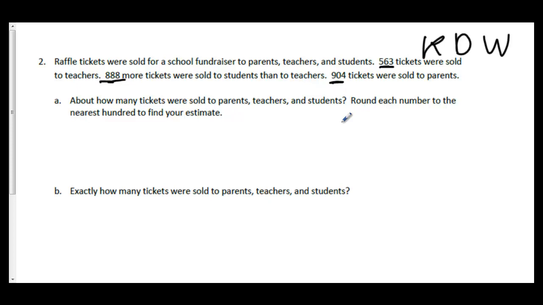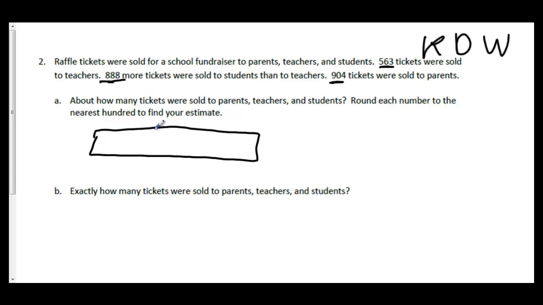Round each number to the nearest hundred to find your estimate. So the first thing I'm going to do is draw. I want to know about how many tickets were sold to parents, teachers, and students. So I'm just going to draw a tape diagram like this.